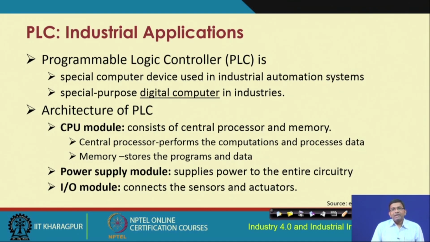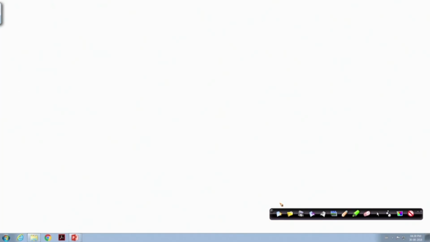So, a typical PLC has 3 different modules: the CPU module, which consists of the central processor and the memory, and then you have the power supply module, which the name says it all. It supplies power to the entire circuitry, and the input output module, which basically connects the sensors and the actuators. How do these PLCs work?